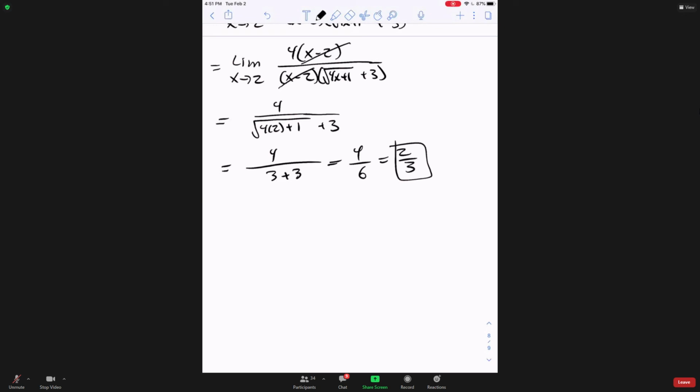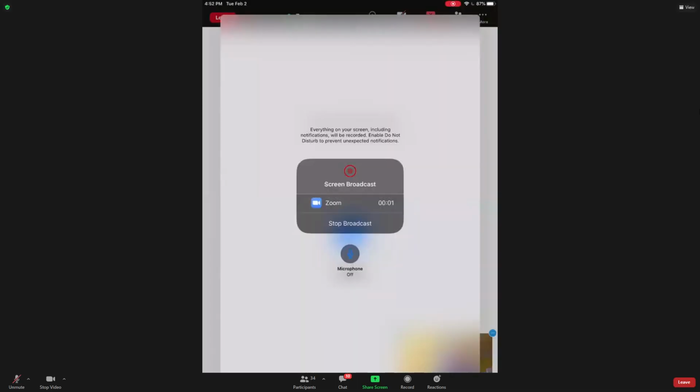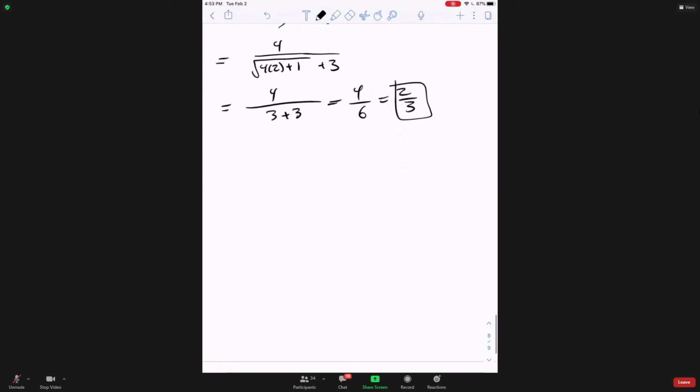Screen broadcasting. Live broadcast Zoom has stopped. Did I stop screen share? You guys can't see? I can see you're still screen sharing. Okay. Oh, no, you can't. See, I'm scrolling. Let me just try again. Go to Zoom. Start broadcast. Okay, now it's working. Now the scrolling works.